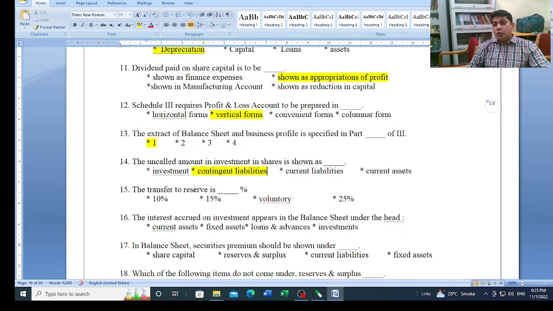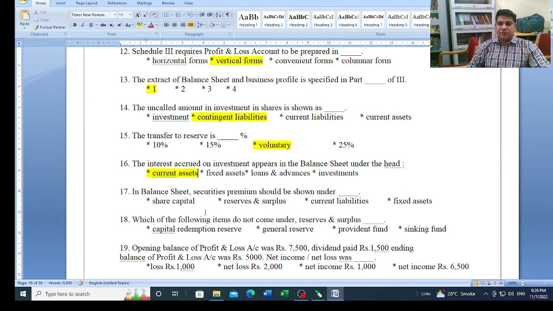The transfer to reserve is dash percentage. Now there is no specification. It is always voluntary. Voluntary means it is not compulsory. Voluntary means any amount you can transfer to the reserve. The interest accrued on investment appears in the balance sheet under the head current assets. In the balance sheet, securities premium should be shown under reserves and surplus.